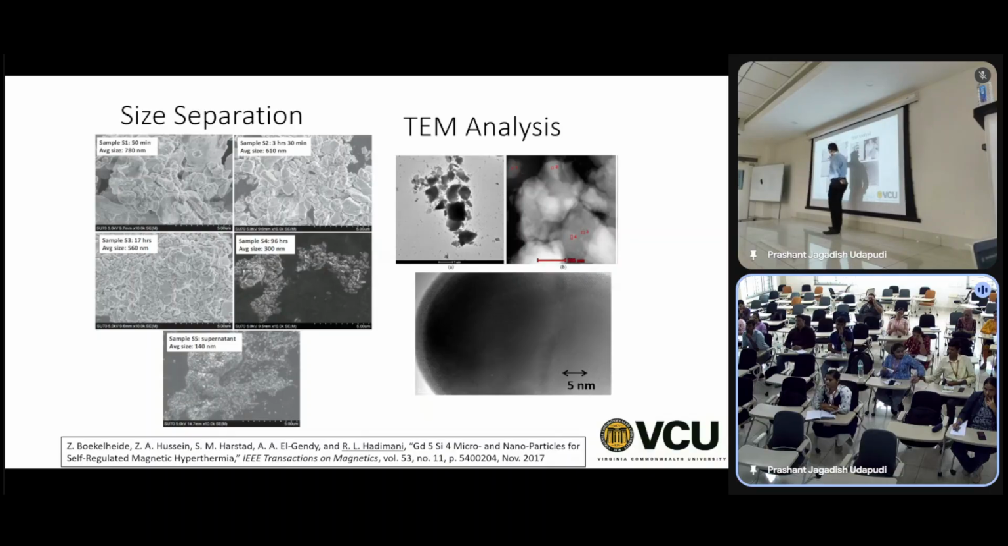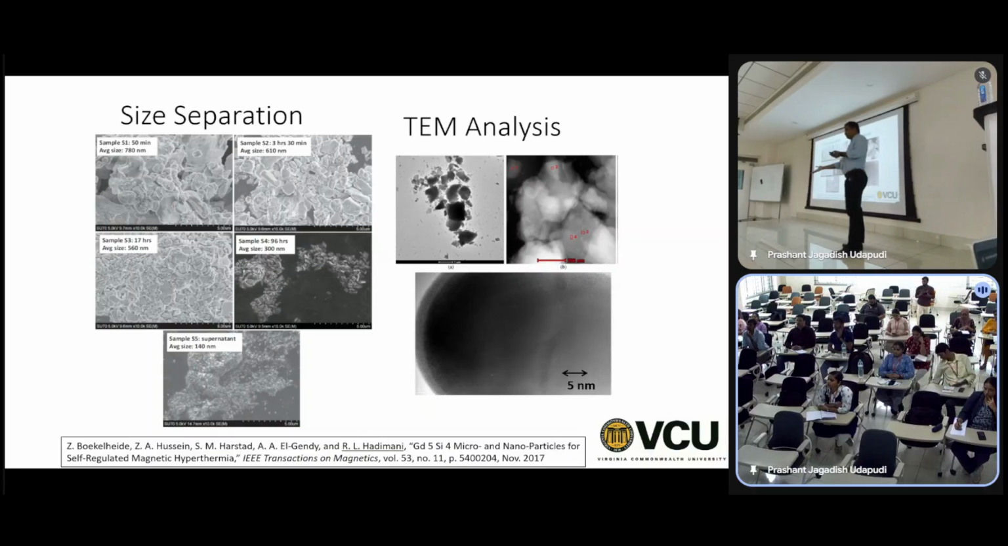So here are more SEM images. Here we size separated them. These are bigger particles. Their average size is 780 nanometers, 610, 560, 300 nanometers, and these are really small. We basically, it's a very simple process. What we did to size separate them was we mixed them in ethanol, and then we sonicated them. So now they're well mixed and have all sorts of particle sizes.